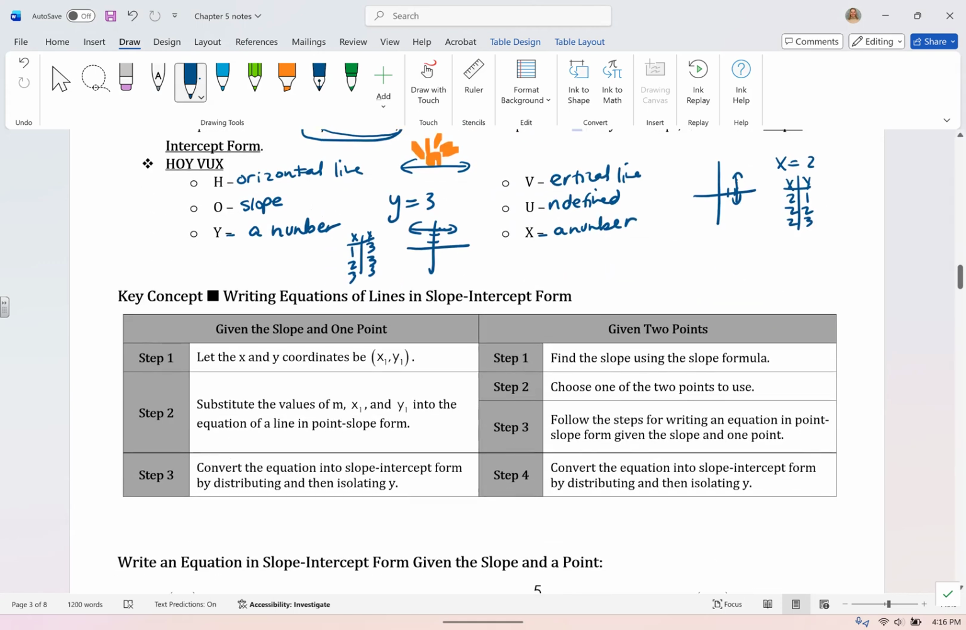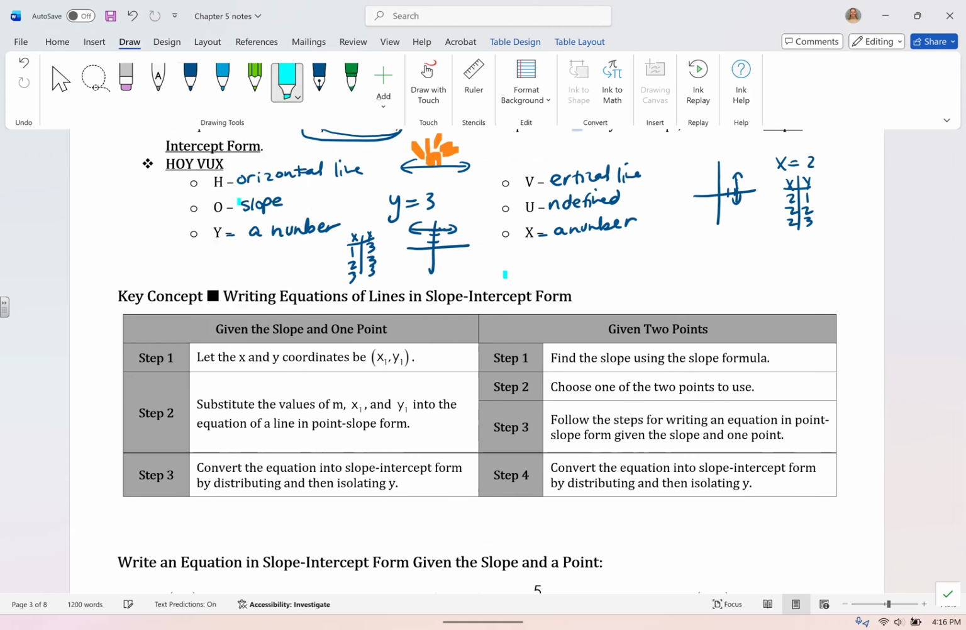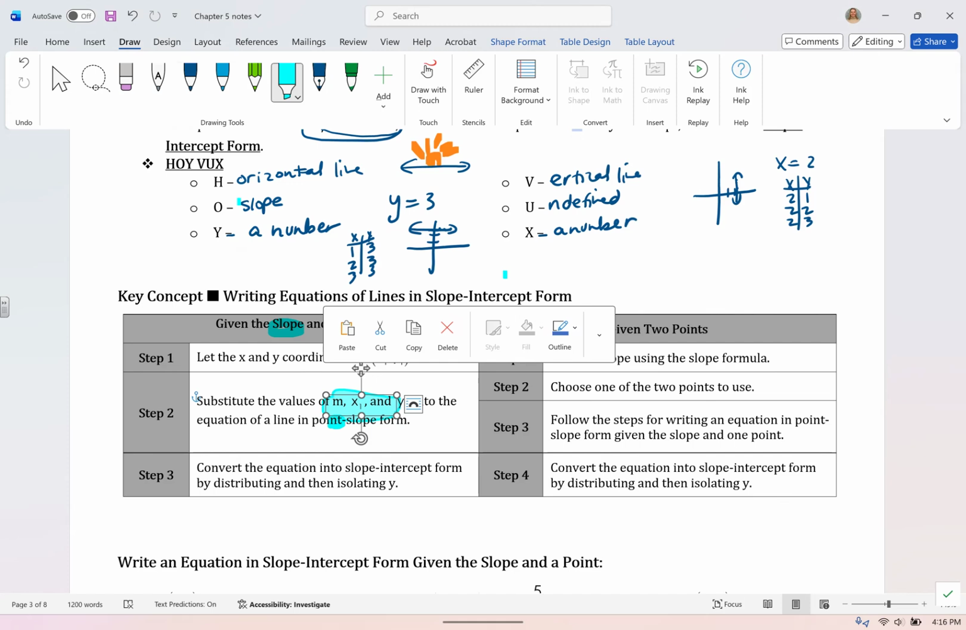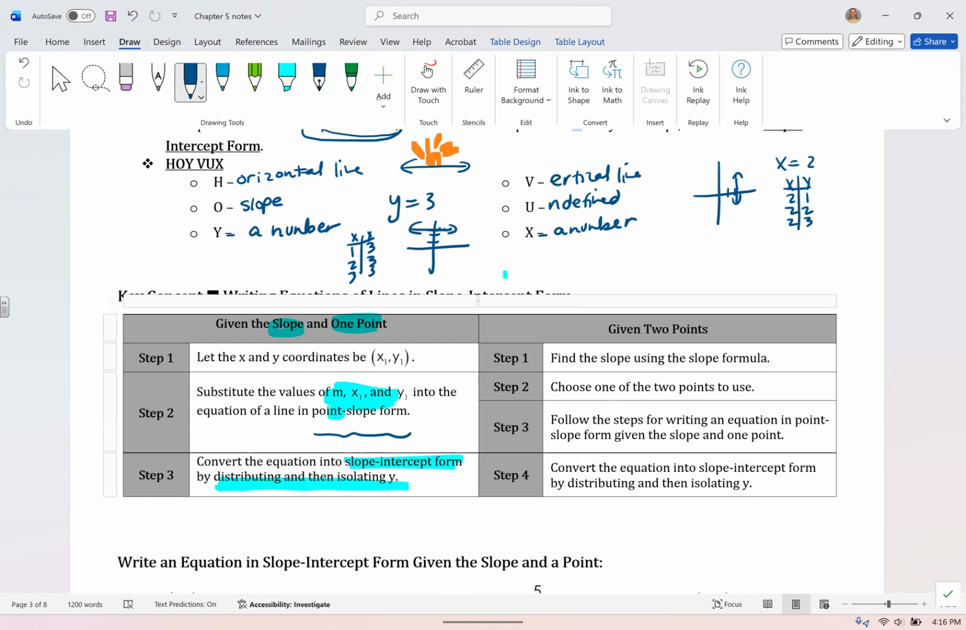All right, so today our steps are going to be as follows. If I give you the slope and one point, you're going to plug the point and the slope into the equation. And then you're going to convert it by distributing and isolating y to get it into slope intercept form. So we're going to use point slope, and then we're going to convert it into slope intercept form.